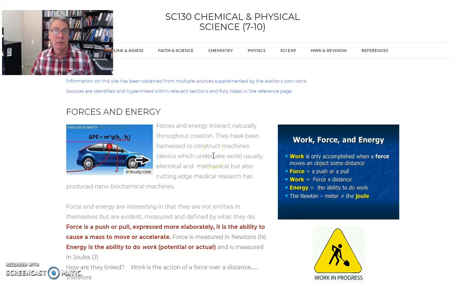Welcome to Module 5, Part B, where we've done some chemistry. We're now going to first look at some of the physics that's in the 7 to 10 curriculum. One of the key things initially is forces and energy and how those are related together.